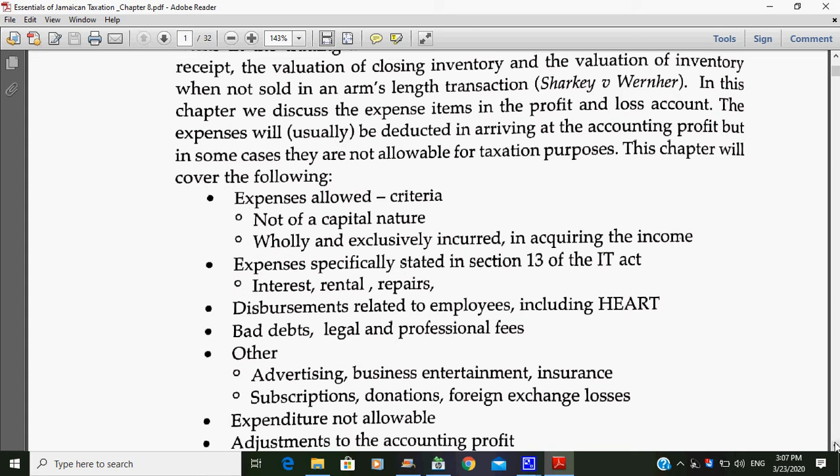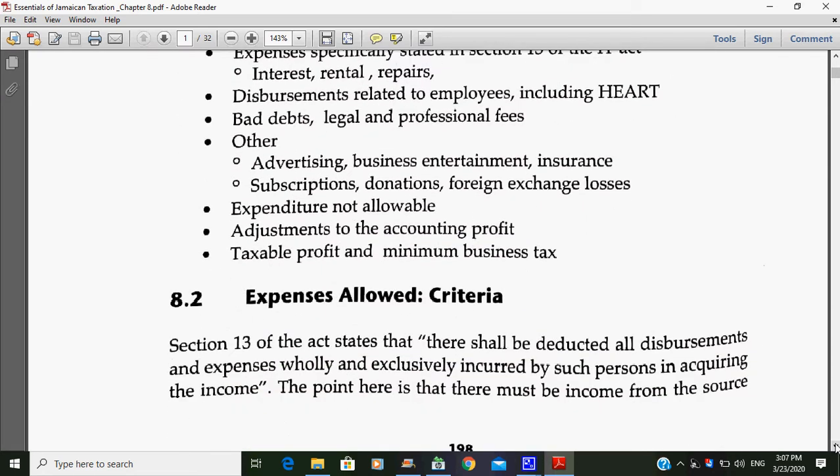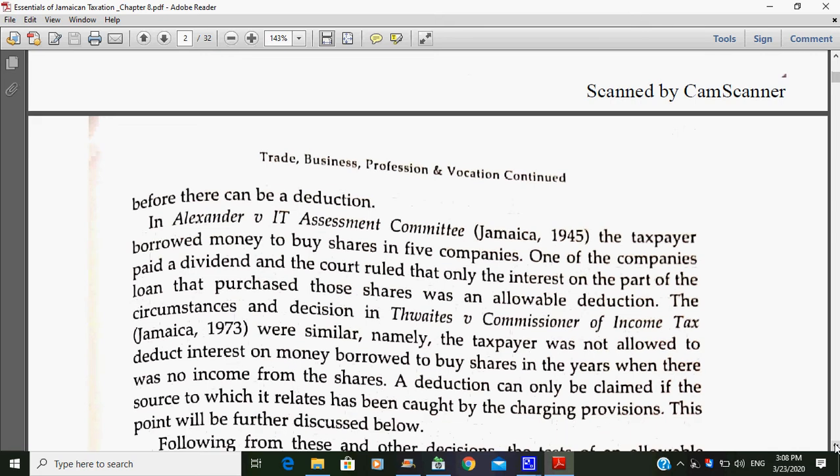So, first, look at expenses allowed first. Section 13 of the Act states that there shall be deducted all disbursements and expenses wholly and exclusively incurred by such persons in acquiring the income. The point here is that there must be income from the source before there can be a deduction.